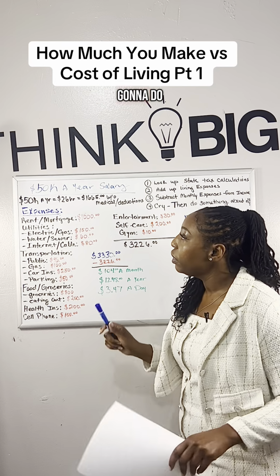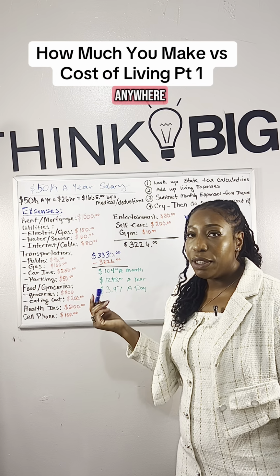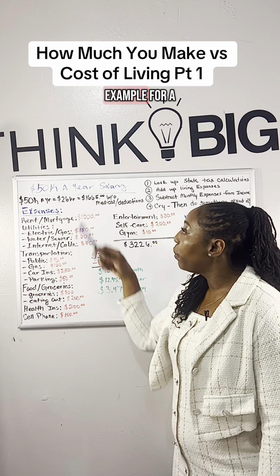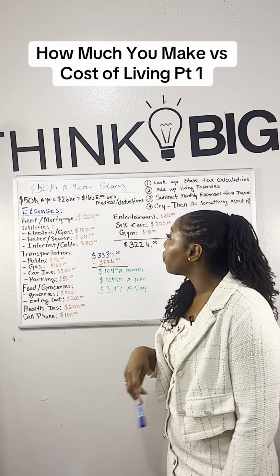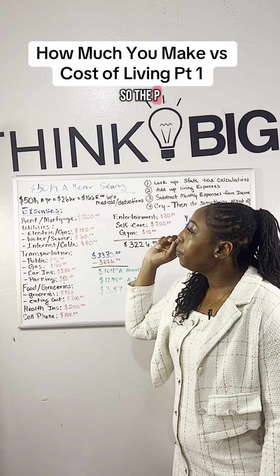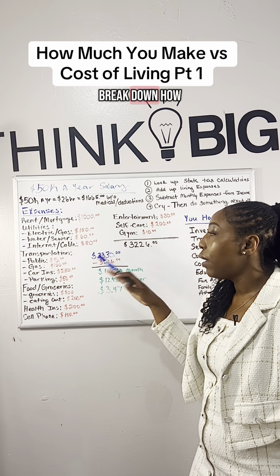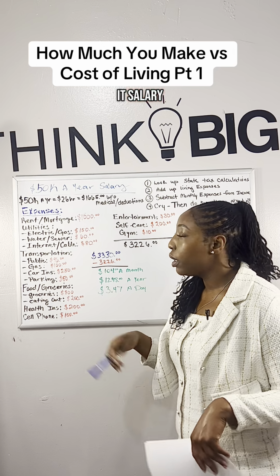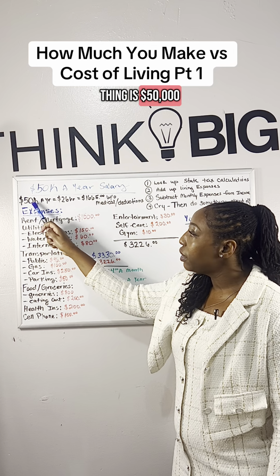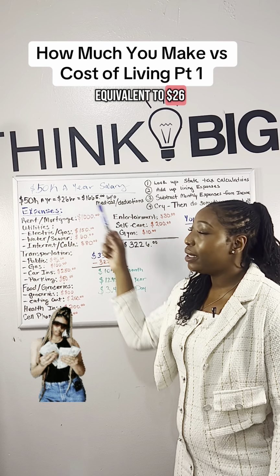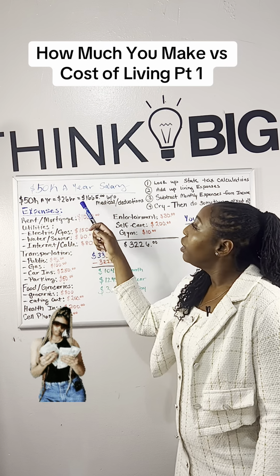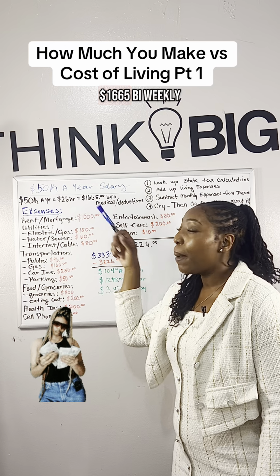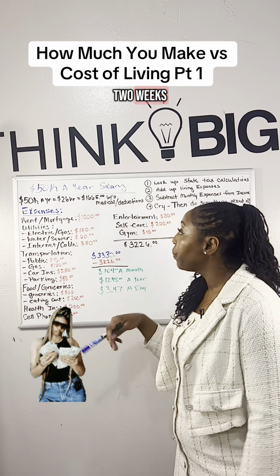So the first thing we're going to do: the average income in America is around $50,000, so I use that as an example for a $50,000 a year salary. The PA calculator will break down how much you make by dollar amount. You could do it hourly or you could do it salary. The first thing is $50,000 a year is equivalent to $26 an hour. $26 an hour equals out to $1,665 bi-weekly. So that's every 2 weeks.